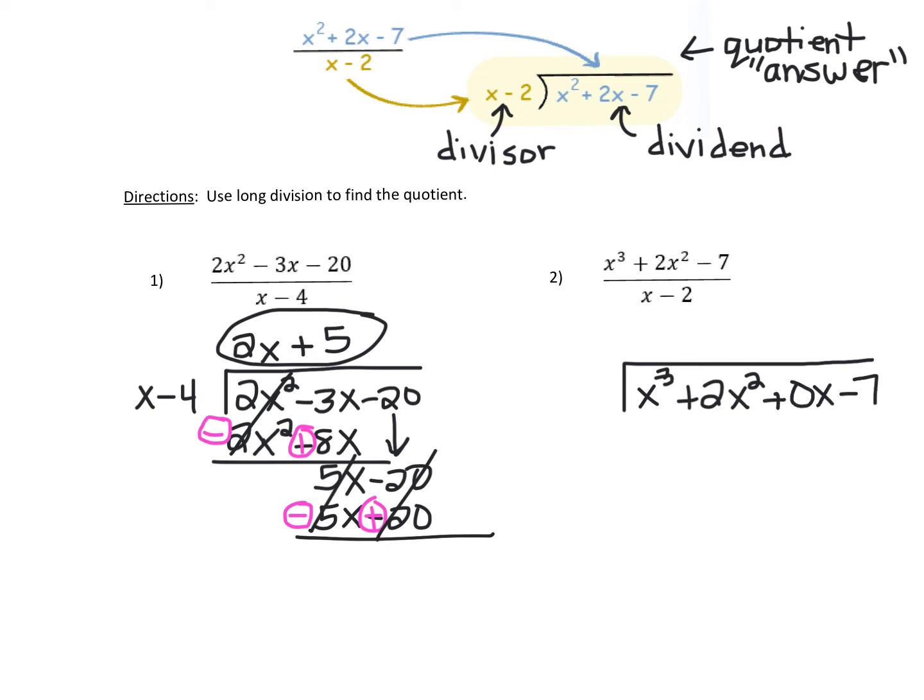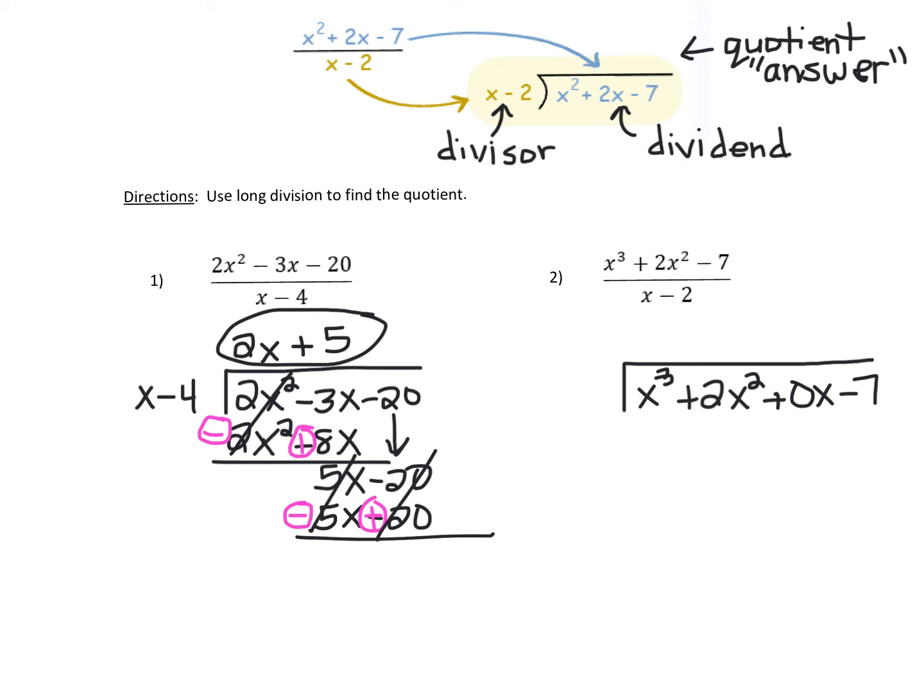Okay, so let me just explain that again. Since we're missing a term that has an x to the first, right? Doesn't this x really mean x to the first? What we do is we put a little placeholder in there. We write plus 0x. That way we have a term for every exponent. So here's x cubed, x squared, x to the first, and technically this is x to the 0. That's why we don't see one there.